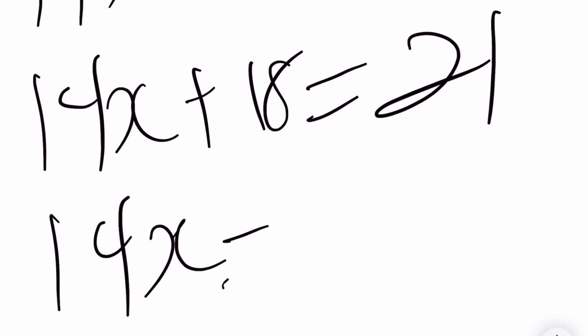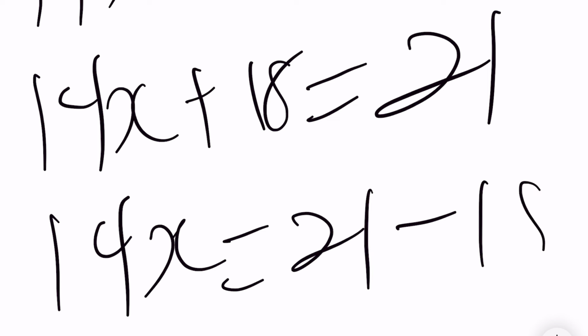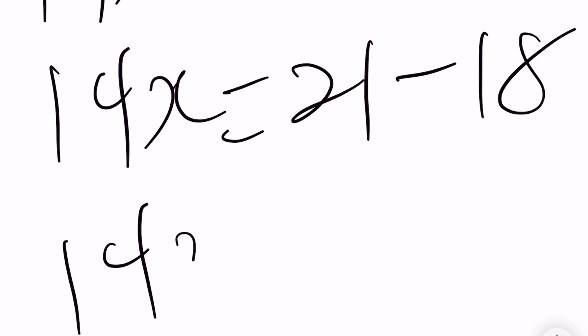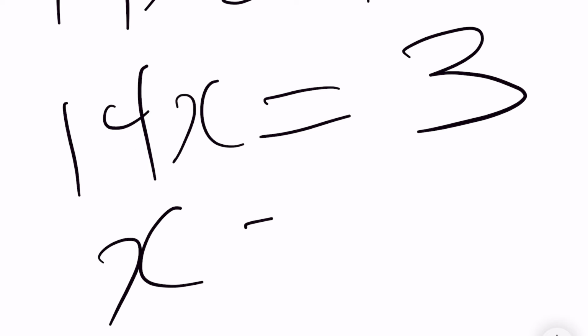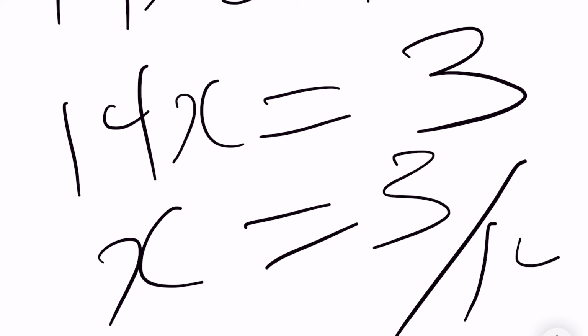So we have 14x, which is 21 minus 18. We have 14x to be 3. So we have our x to be 3 over 14. Our x here is 3 over 14.